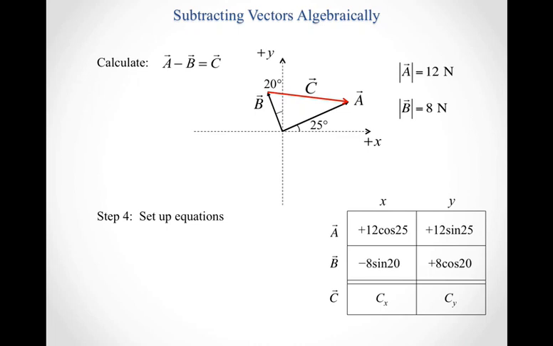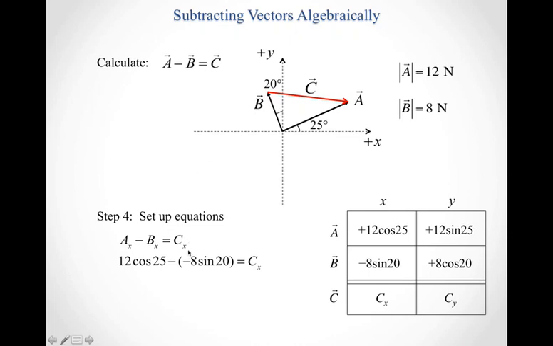Again, I can set up an equation. I need to set up the x component equation. That tells me that the x component of vector A minus the x component of vector B equals the x component of vector C. Plugging in what I've got in that column on the left, that's going to be 12 cosine 20 minus the x component of vector B, negative 8 sine 20, equals the x component of vector C.